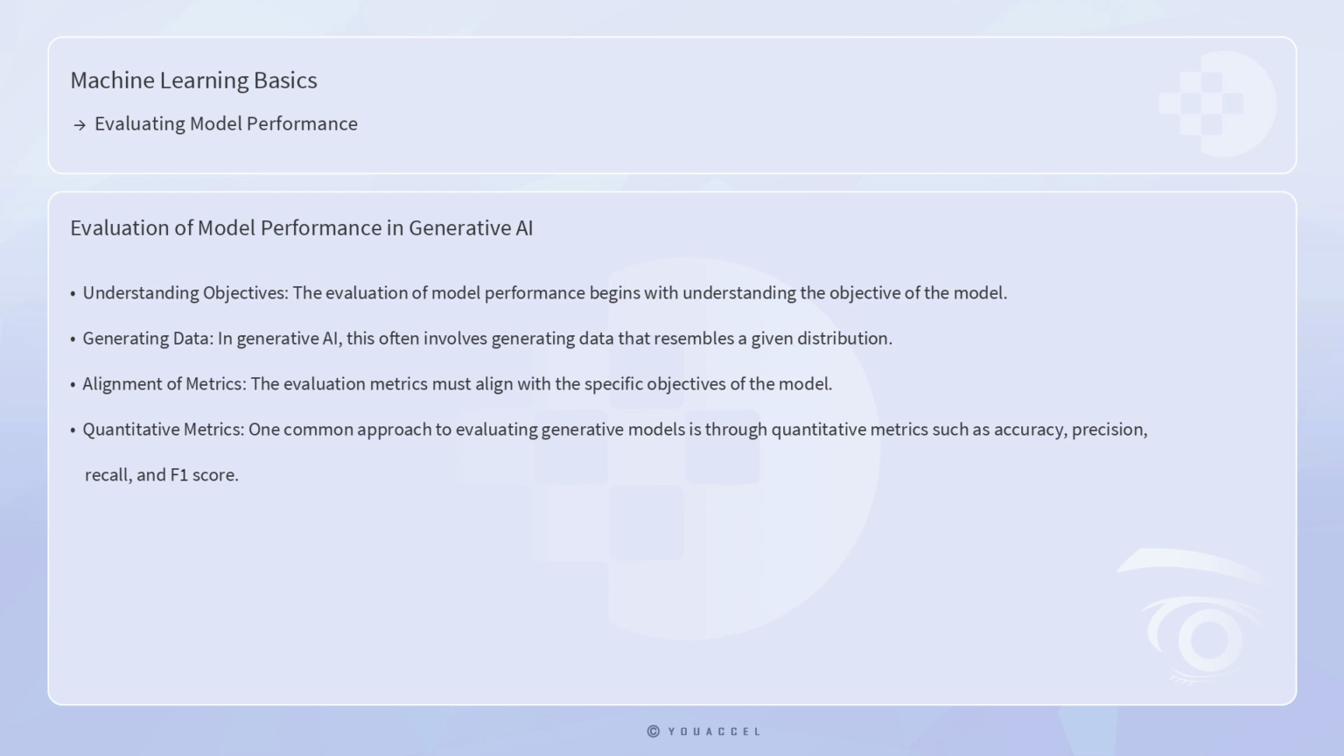The evaluation of model performance begins with understanding the objective of the model. In generative AI, this often involves generating data that resembles a given distribution. Whether the goal is to produce realistic images, coherent text, or predictive outcomes, the evaluation metrics must align with the specific objectives of the model. One common approach to evaluating generative models is through quantitative metrics, such as accuracy, precision, recall, and F1 score, particularly in classification tasks. These metrics provide a numerical representation of the model's ability to correctly predict or generate outputs.